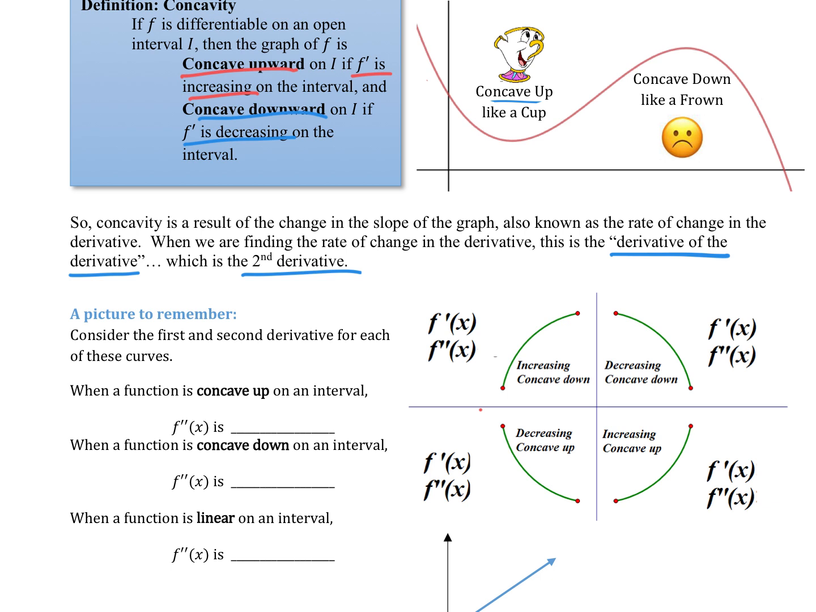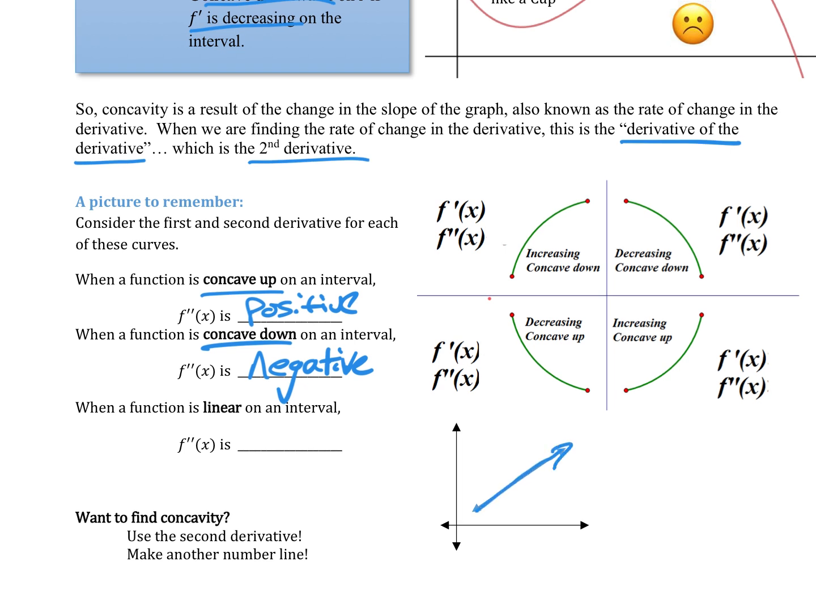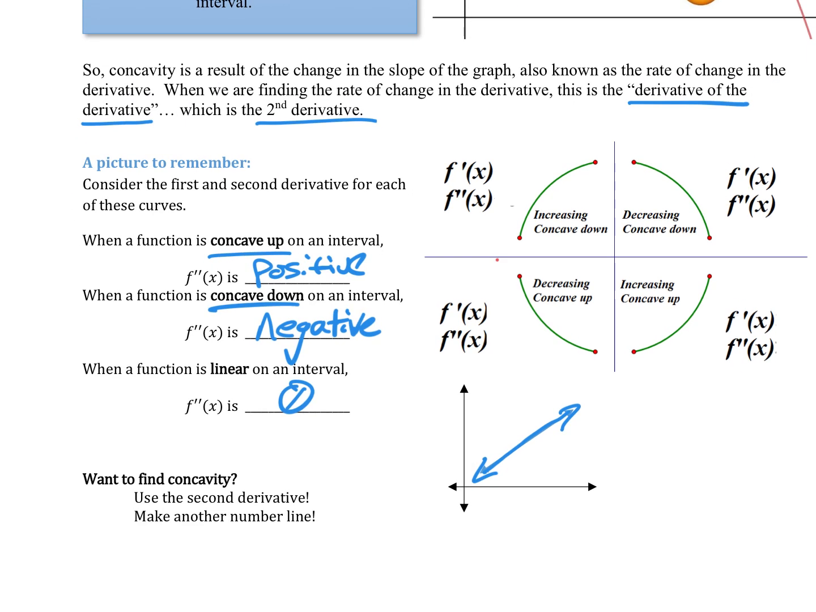So we need to find the derivative of the derivative. If a function is concave up, the second derivative will be positive. If it's concave down, the second derivative will be negative. And if it's linear, meaning there's no concavity, the second derivative will be 0. So the key here is this: if you want to find concavity, we need to use the second derivative, which will probably mean another number line.